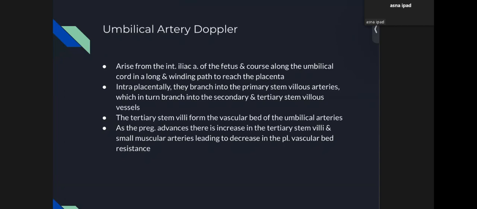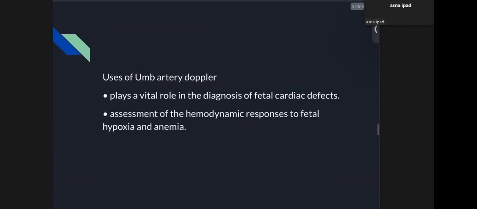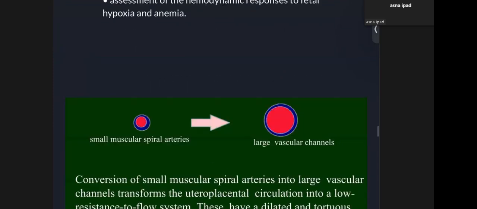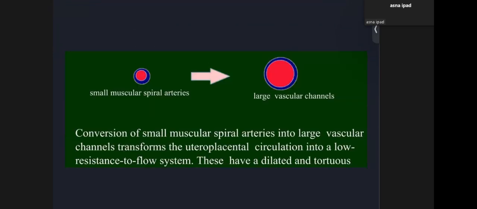As the pregnancy advances, there is an increase in the tertiary villi and small muscular arteries, leading to a decrease in the placental vascular bed resistance. So I have an image here. Or uses of umbilical artery Doppler: it plays a vital role in diagnosis of fetal cardiac defects, and assessment of hemodynamic responses to fetal hypoxia and anemia. In this image, you can see small muscular spiral arteries normally look like that. But as the pregnancy progresses, these muscular arteries dilate to accommodate the blood, causing increased blood flow, decreased resistance, decreased RI.